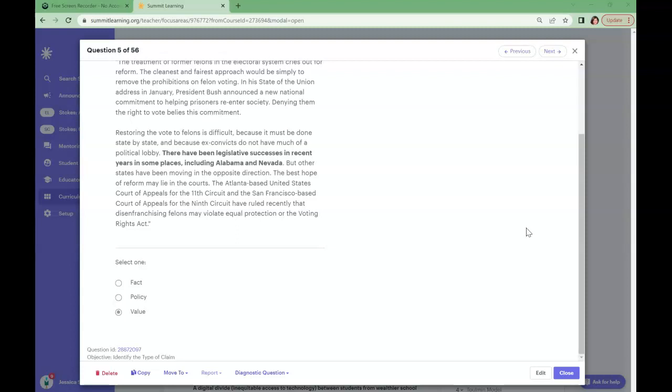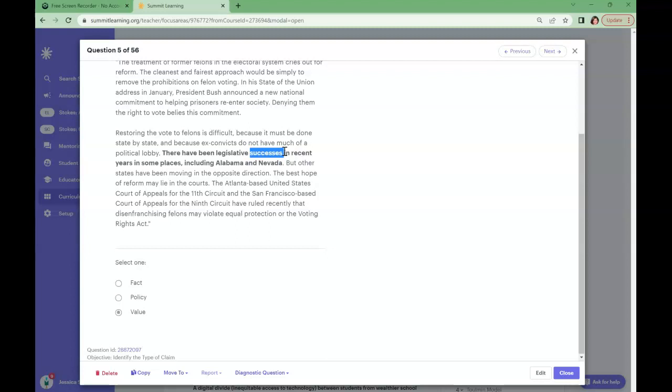So for the first objective, it asks for you to look at a quote from a larger argument and identify if the type of argumentation occurring is based upon fact, or is a factual argument, a policy argument, or a value argument. And so for this example here, we don't really need to read the whole thing. We just need to read the bolded part. It reads, there have been legislative successes in recent years in some places, including Alabama and Nevada. So this is a value argument because of this word right here. There have been legislative successes.